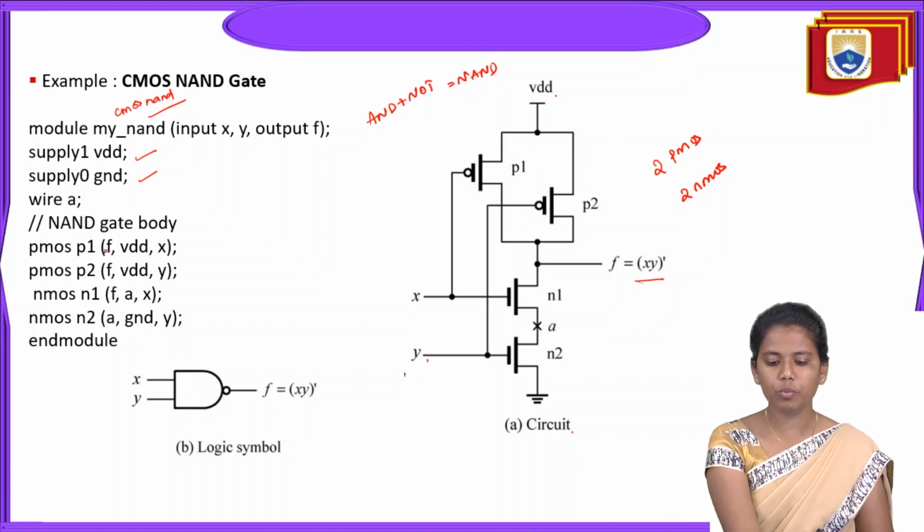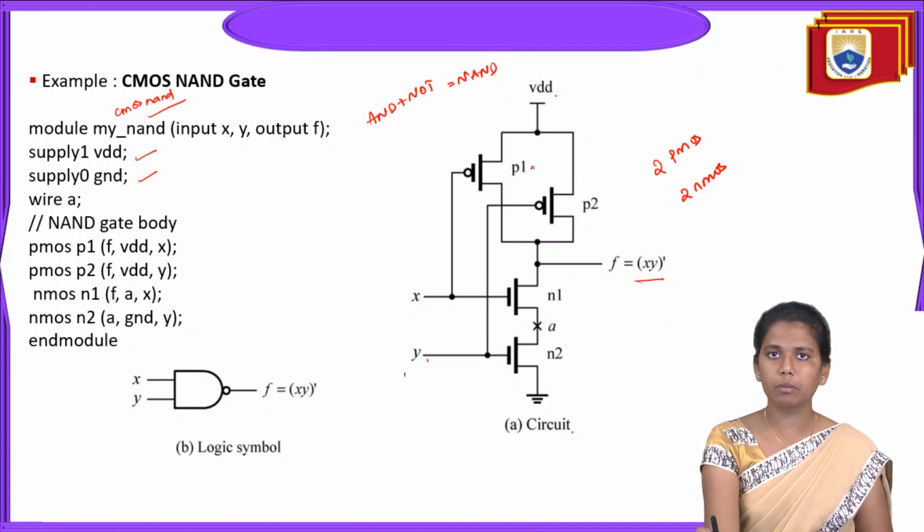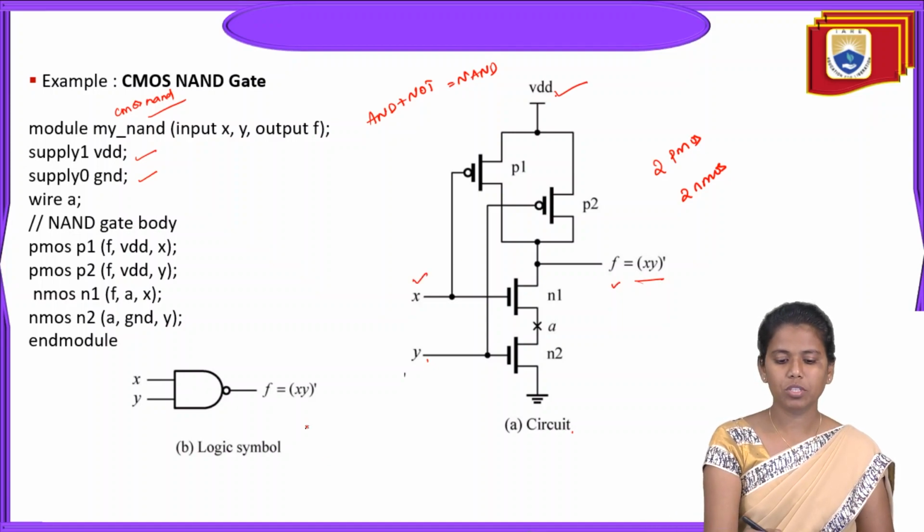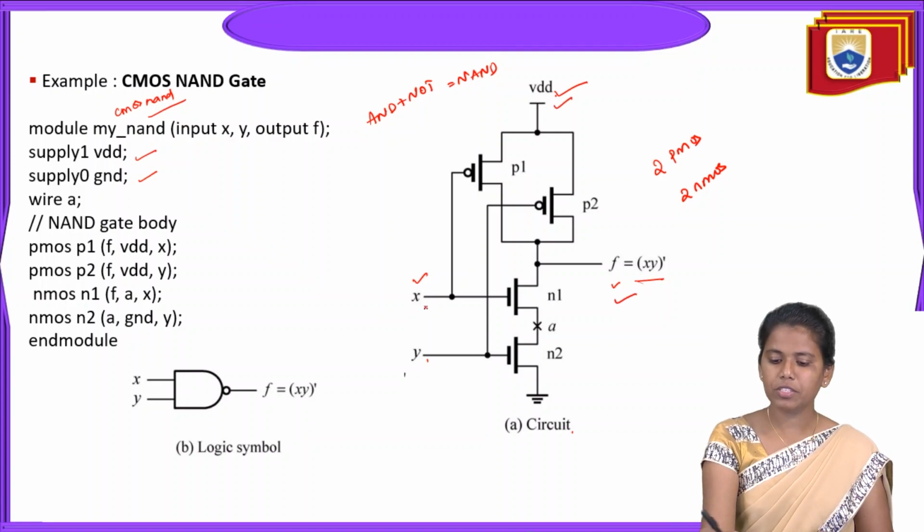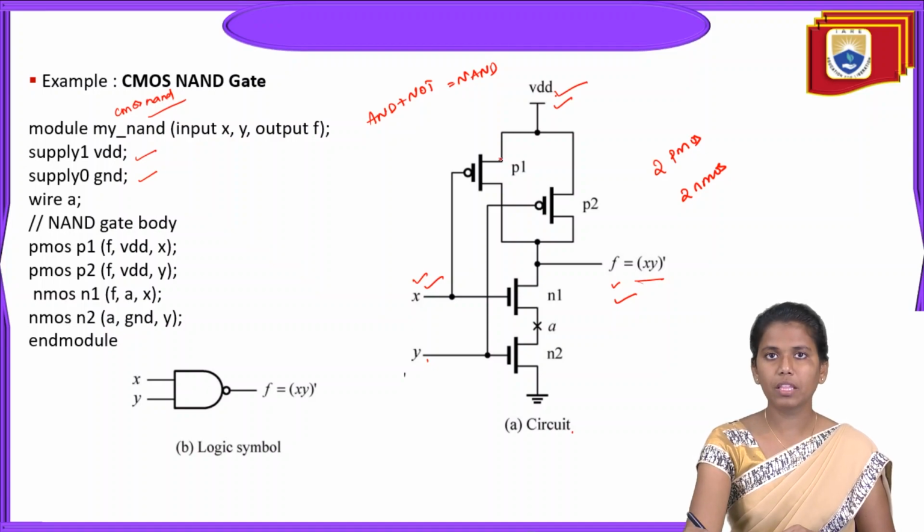So for PMOS 1, whatever the elements are connected, VDD is connected, F is the output, obviously, and X is the input. And similarly for PMOS 2, one more switch, VDD is connected, F is the output, and X is the input. So similarly, I'm done with the P switch.